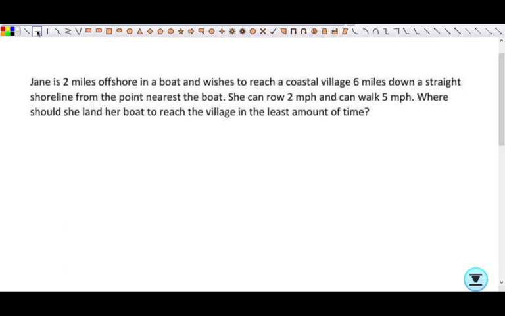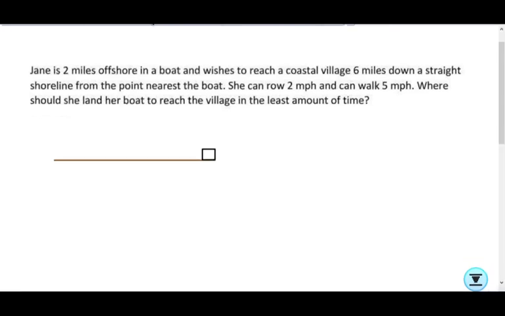So we've got this shoreline that we're going to be dealing with. So here's the shoreline. Then we've got, let's say this is our little village right here. This is the point right here. This is the village. Now it says Jane's in a boat 2 miles offshore, and that she's 6 miles from the village. So this distance from right here to right here is 6 miles.